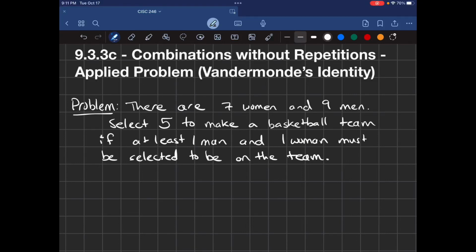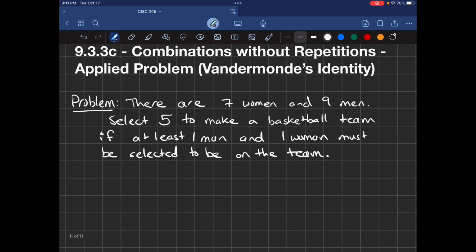In this section, we're going to finish up our combinations without repetitions by doing an applied problem, which will lead us to a theoretical result, which is called Vandermonde's identity. But really the focus is on the applied problem.